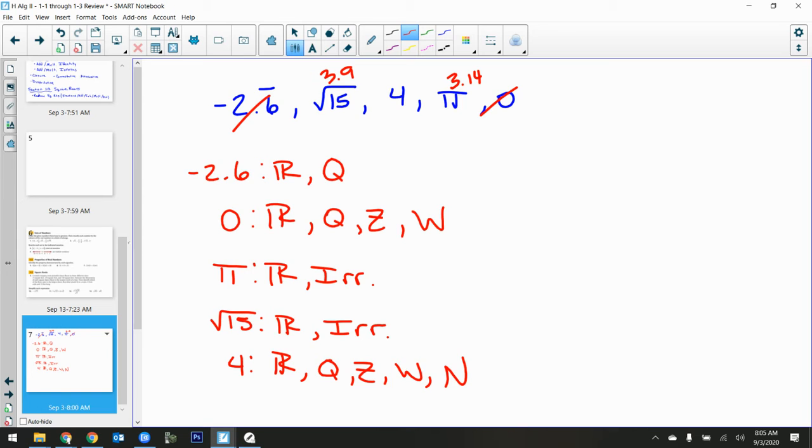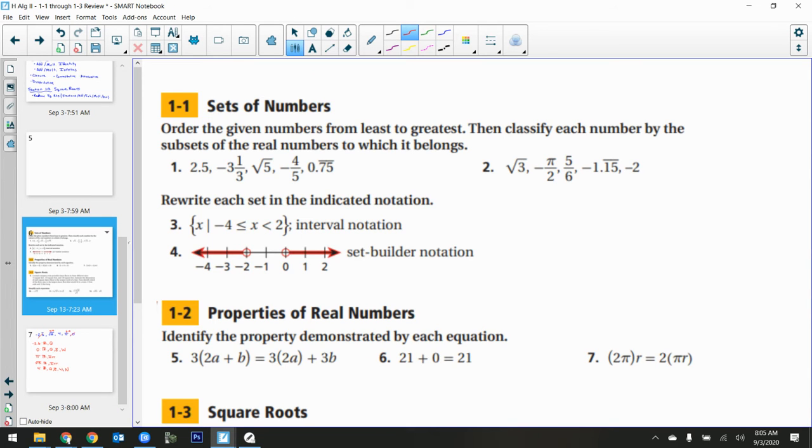Sound good there? Feel okay about that? Good. Okay, let's change some forms. These are good. Why don't you do these two? Hey, why don't you do 3 and 4 right there? This is given to you in set builder notation, and it's asking for interval. This is in a number line, and it's asking for it in set builder.